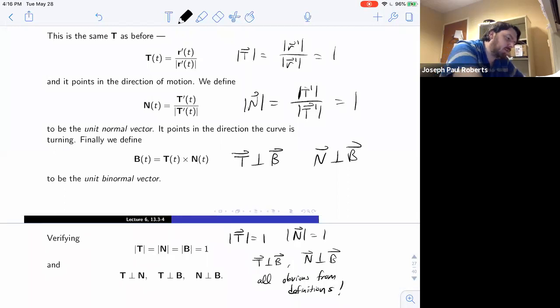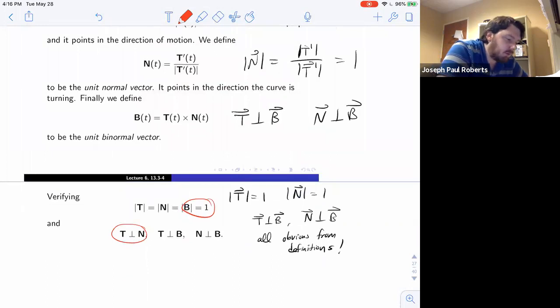So anyway, the only things that are going to take a moment to figure out are the fact that B is length 1 and T is perpendicular to N. So these are a little bit trickier to verify.